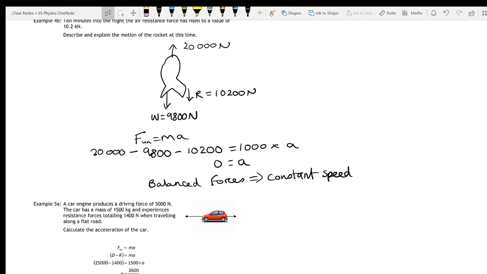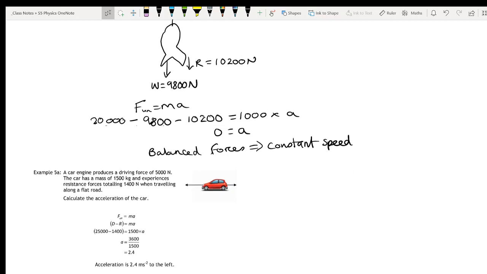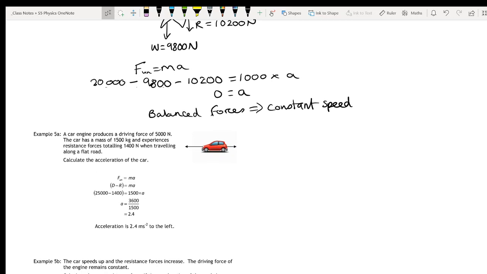Okay. So example 5a, we've got a car engine producing a driving force of 5,000 newtons. The car has a mass of 1,500 kilograms and experiences resistance forces totaling 1,400 newtons when traveling along a flat road. The car is actually easier because you don't have to take into account the weight of the car, because the weight of the car is balanced by the road upwards. It's only when something's falling or moving up and down in that direction that you have to take into account the weight. So F equals ma. So it's the driving force take away the resistive force in this case. So that's your driving force and that's your resistive force.